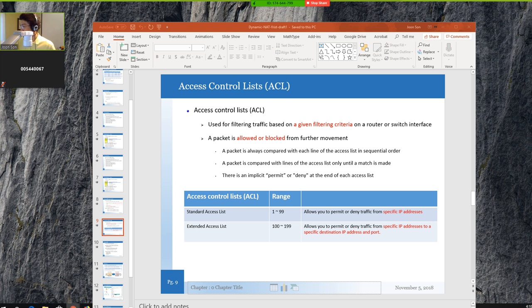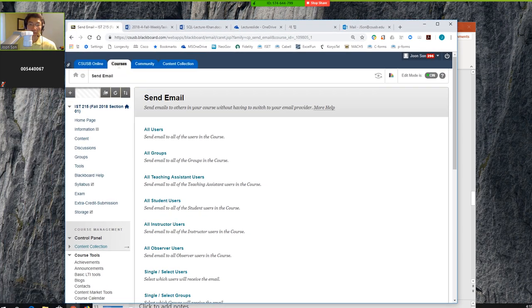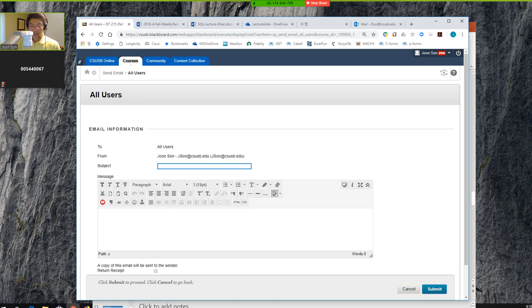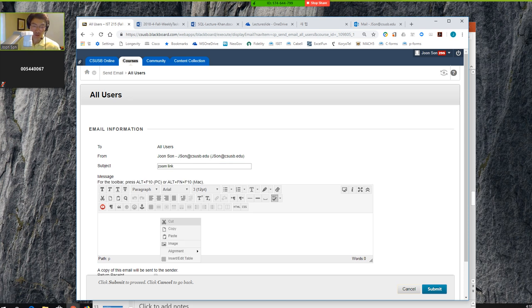Let's see the course tools. Right now I'm about to send you an email. Let me see. I'm going to show you the email. So all users, and then I'm going to call it Zoom link. So you can click this Zoom link, or paste it with Control V. Okay, so this is a Zoom link. You can click it or cut and paste it into the browser.